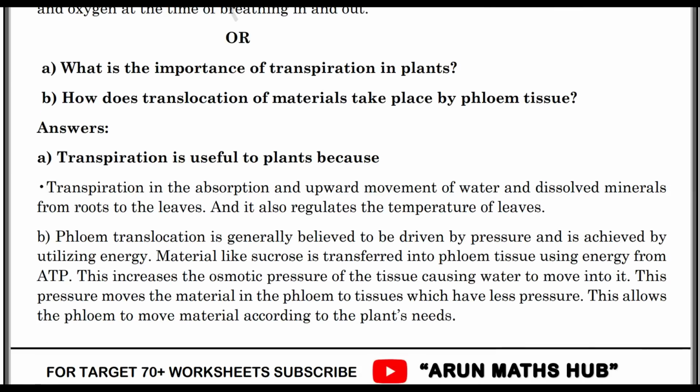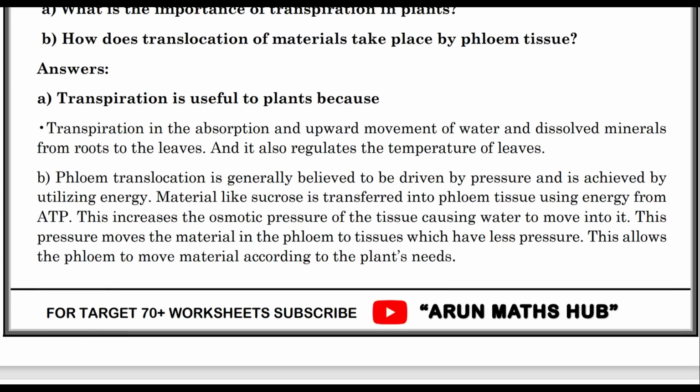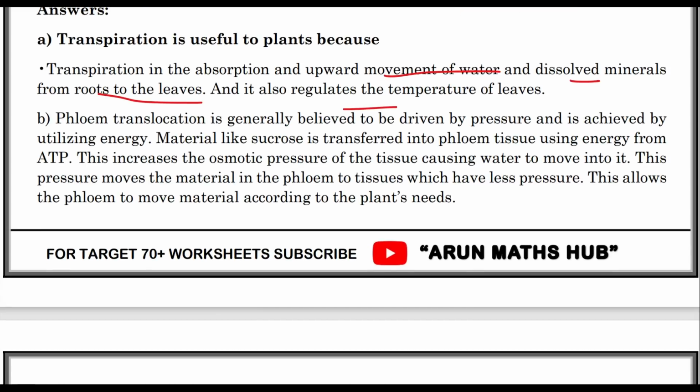What is the importance of transpiration in plants? How does translocation of materials take place by phloem tissue? Transpiration is the process of loss of water from the plant body. Transpiration helps in the absorption and upward movement of water and dissolved minerals from the roots, and it also regulates the temperature of the leaves.